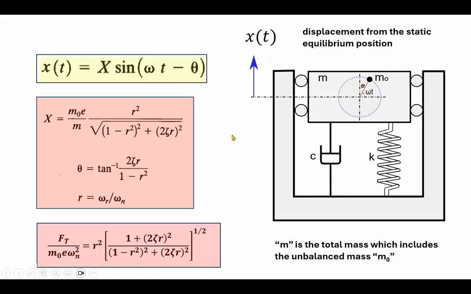Now, in these expressions, R is the frequency ratio, and what that means is the ratio of the frequency in radians of rotation of this mass over the natural frequency of the system. The natural frequency of the system is the root of k over m. Okay, so let's move on.